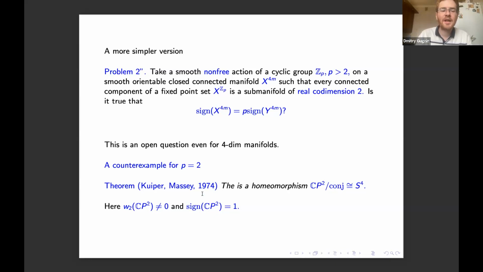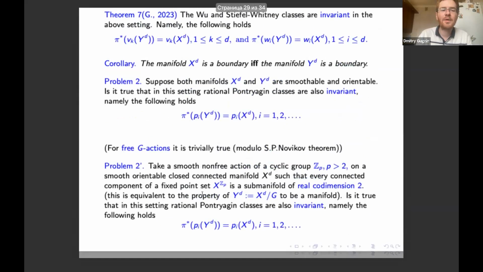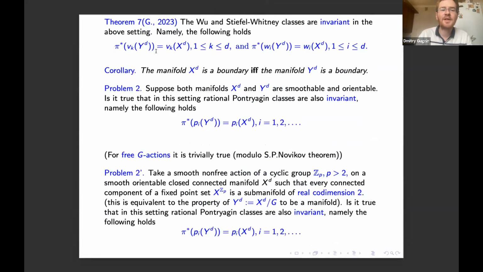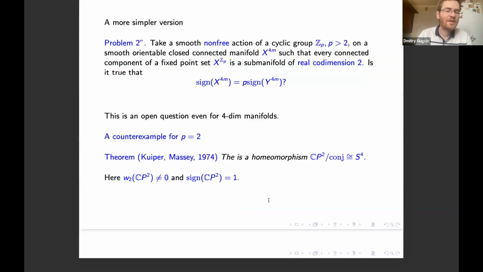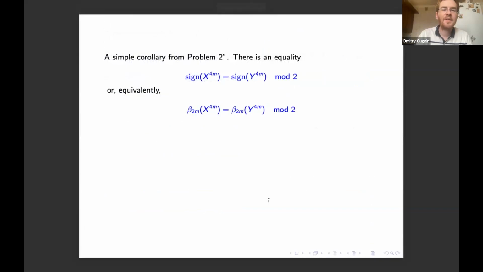And again, for my formula that the Stiefel-Whitney class is mapping to the Stiefel-Whitney class, it is not true, because the second Stiefel-Whitney class of CP2 is not 0. But here we have 0. So a simple corollary from problem 2.